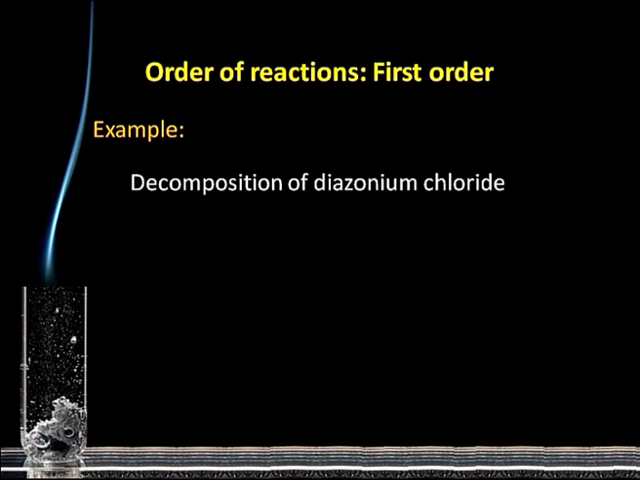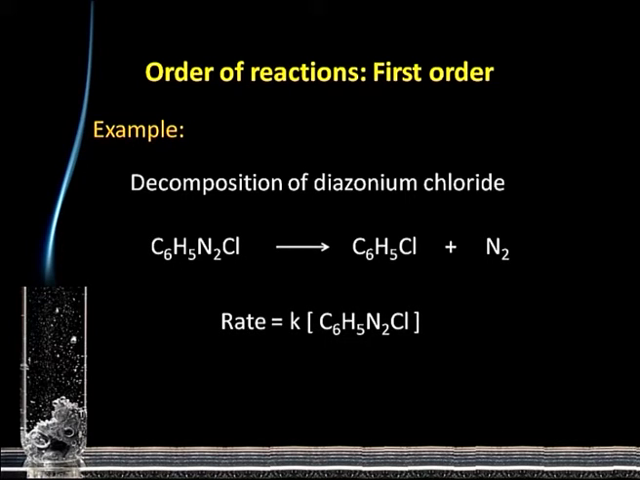Let us look at the examples. Decomposition of diazonium chloride. You can see here, and we can monitor the reaction by measuring the volume of nitrogen evolved. The rate is found to depend on the concentration of the reactant, that is diazonium chloride, and you can see the power to which the concentration term is raised is 1. Therefore, this is a first order reaction.